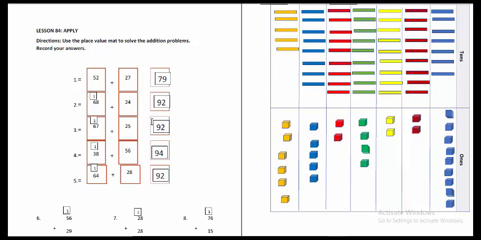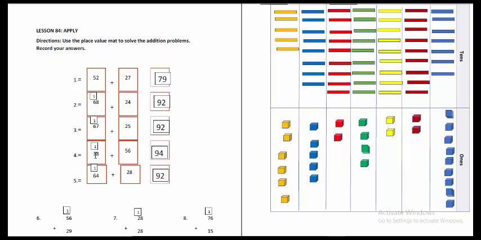2 and 1 carry up. 1 plus 6, 7. 7 plus 2, 9. 92. And represent 92 as 9 tens and 2 ones. Please draw this in your book.